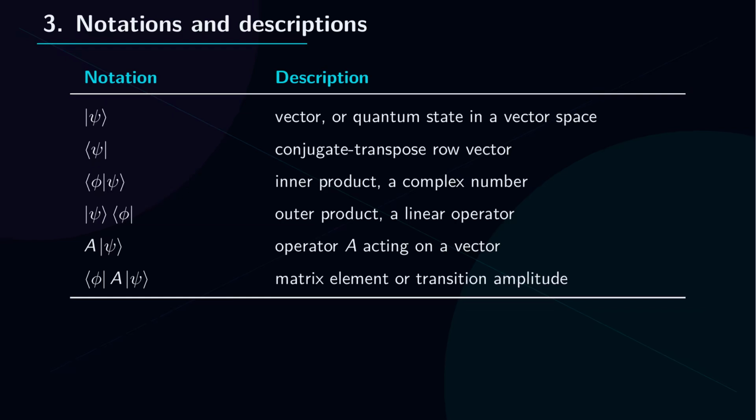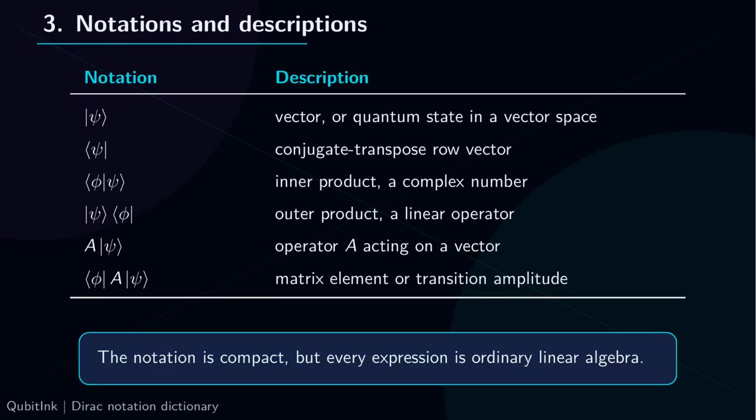This table is a useful dictionary for Dirac notation. Kets are vectors, bras are conjugate transpose row vectors, bra ket expressions are inner products, and ket bra expressions are operators. The notation may look unusual at first, but every entry in this table is ordinary linear algebra written in a compact language adapted to quantum mechanics.